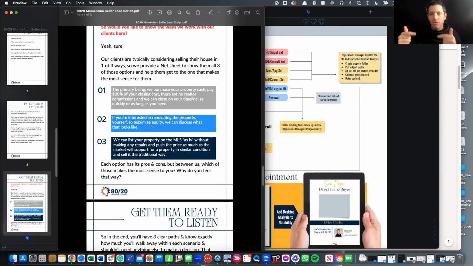But the thing going through my head right now is those weren't options they were even considering or thinking about. What you're doing here is presenting offers that they're ready for. That is exactly the issue they're trying to figure out: should I fix it up and list it? So you're giving them options they were already thinking about and presenting it in a nice, easy format, rather than trying to confuse them with other things.